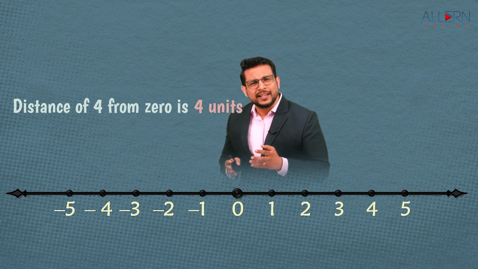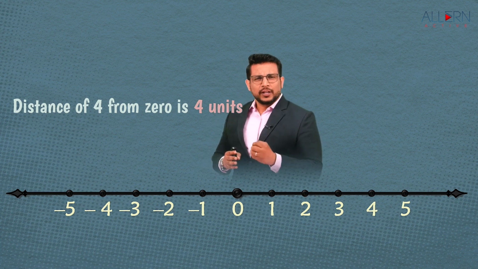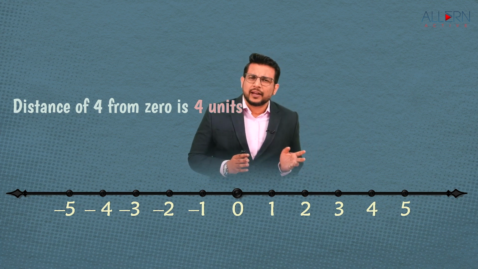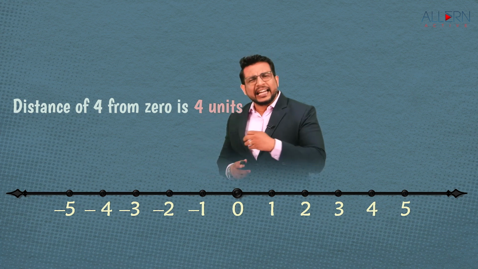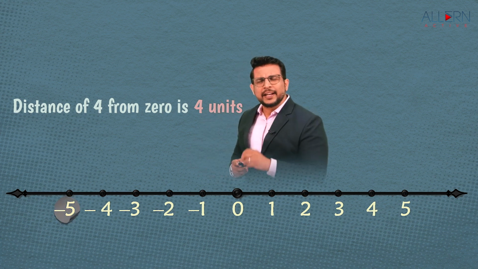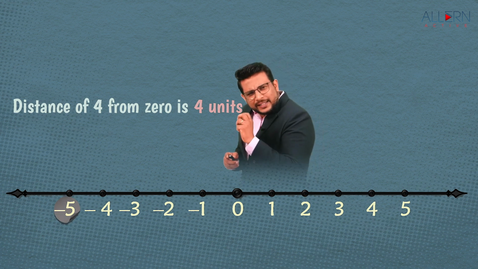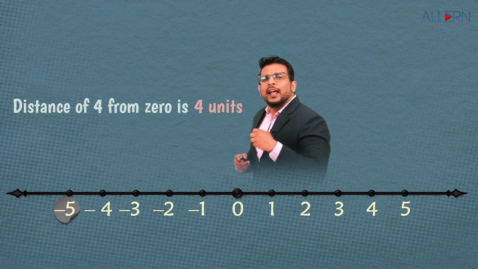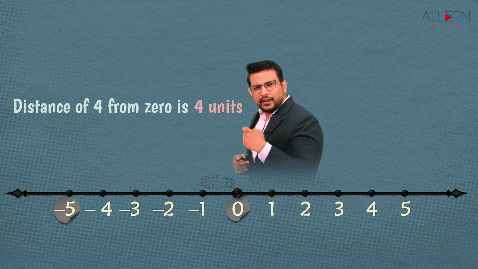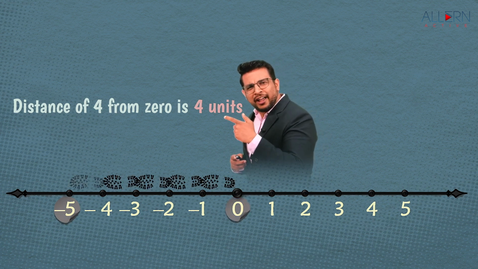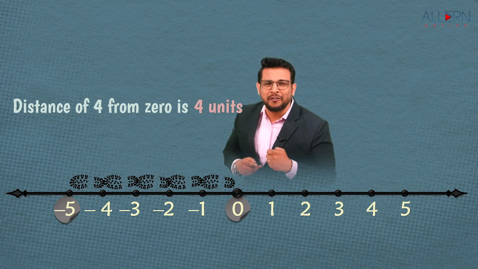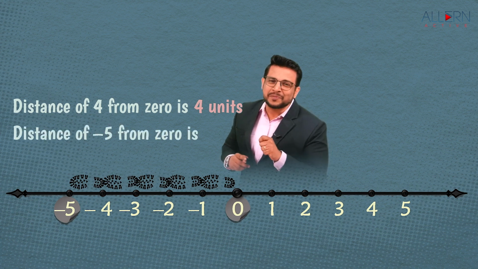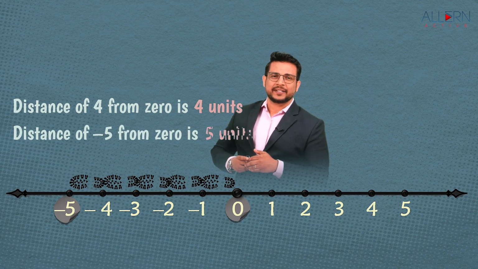So that's so easy. Let's discuss something more. Since we considered a positive real number, let us take a negative real number now. So let's consider -5. And I say, what is the distance of -5 from 0? You'll say, let us walk it. So it is 1, 2, 3, 4, 5. So the distance of -5 from 0 is 5 units.